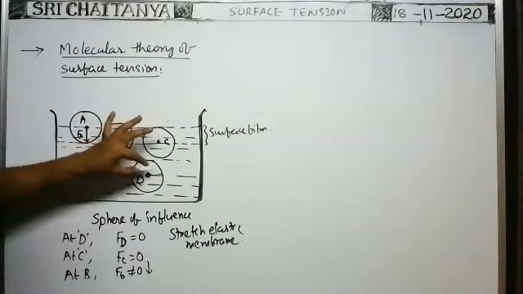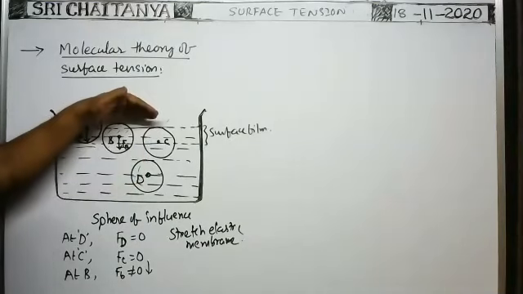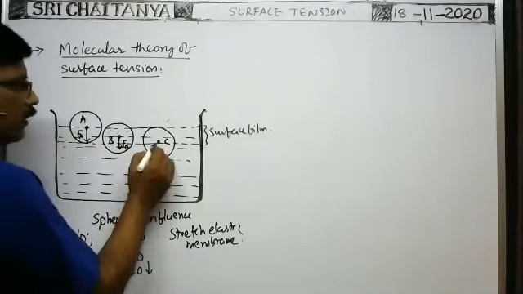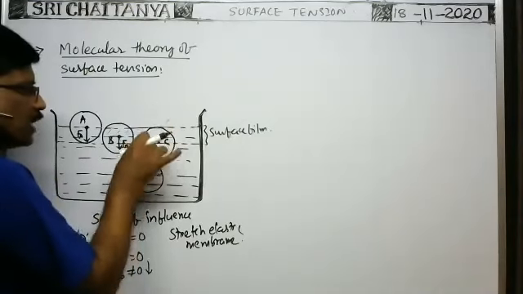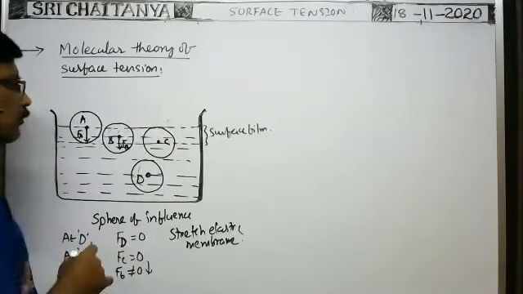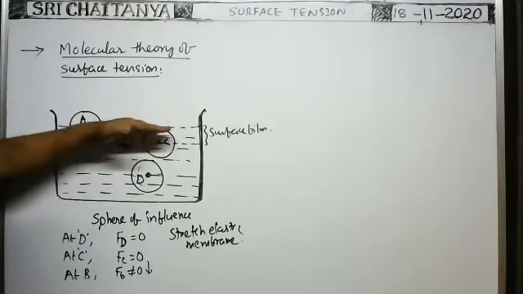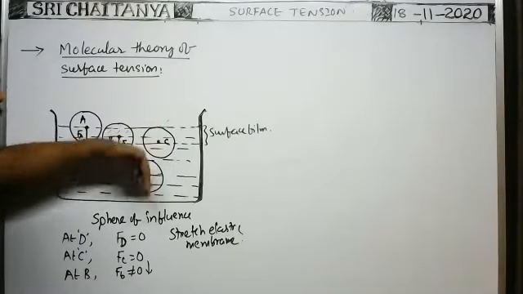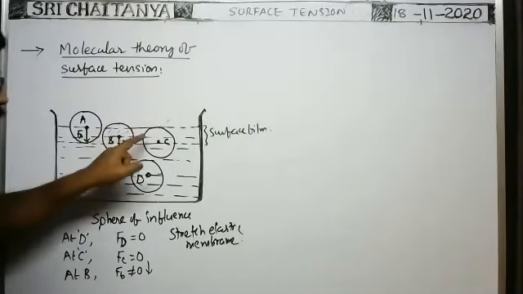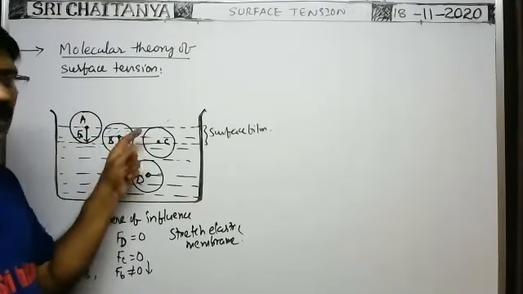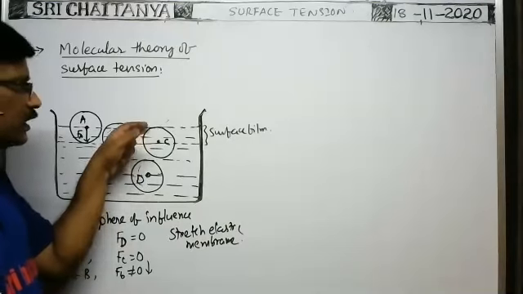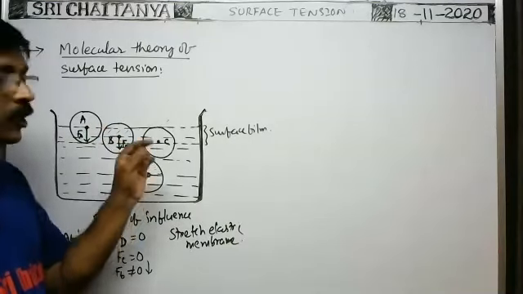But when you bring a molecule from the lower side to the surface of the liquid, the cohesive force acts on the molecule downwards. The molecule here, if taken to the surface, has a net cohesive force downwards, so against that cohesive force the molecules are to be brought to the surface.